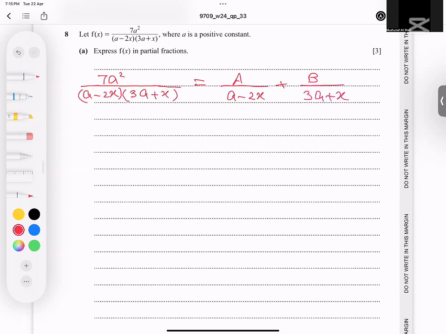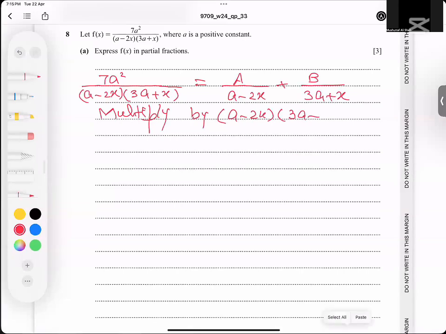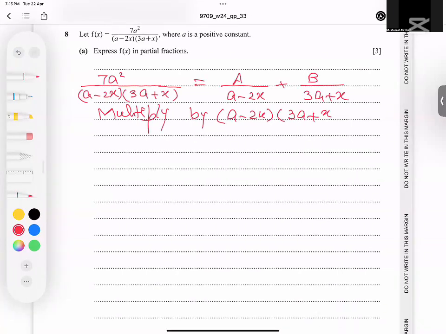So now we have two ways. Take the LCM here and cross multiply, or second option, multiply the whole equation with the left hand side denominator. This technique works for all kinds of problems.